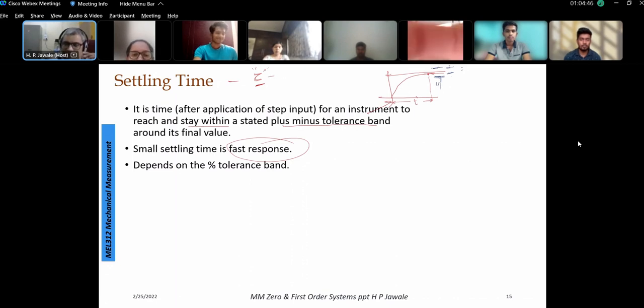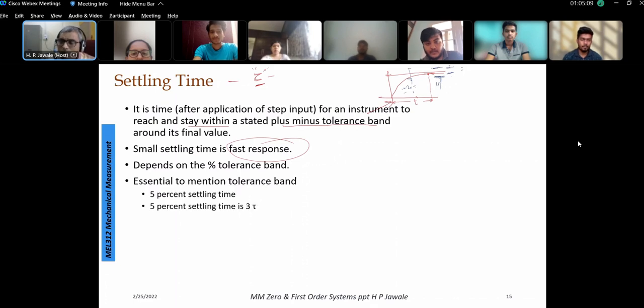The smaller the band, the larger the settling time will be. If I consider this value to be set at, say, 20% of the reading, 20 plus or minus 20% of the input, then preferably this T dash will be smaller. That is subjective, but there is a common agreement that some minimum value of the tolerance band should be estimated. So it is essential to mention the tolerance band.